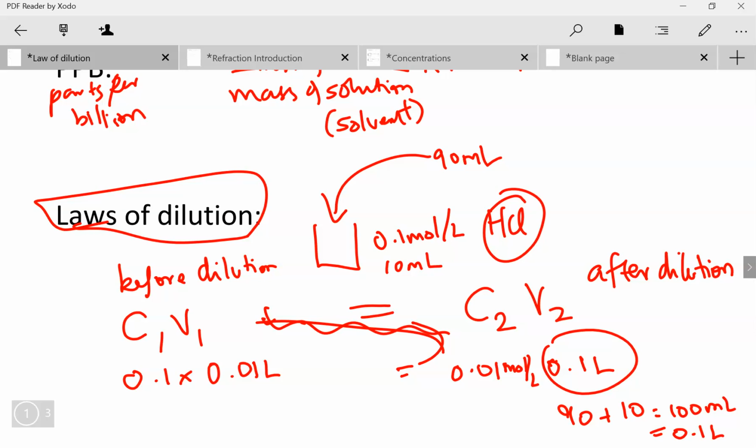And this is because I have diluted, so my concentration is going down. And that makes sense because if I take hot chocolate, I make it too concentrated, I add more milk, I'm making it more dilute, right? So my concentration does decrease. As my volume increased, my concentration decreased. And that is basically the law of dilution.